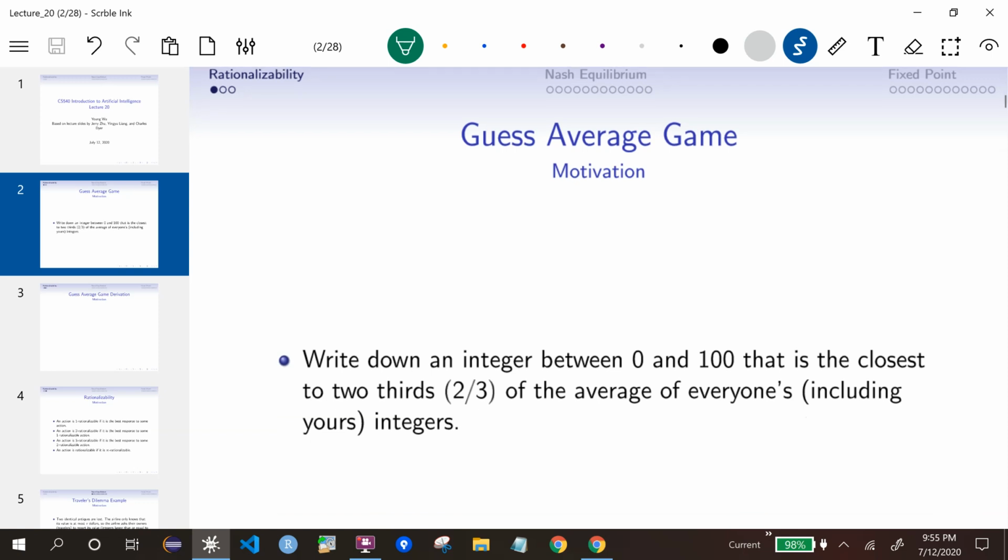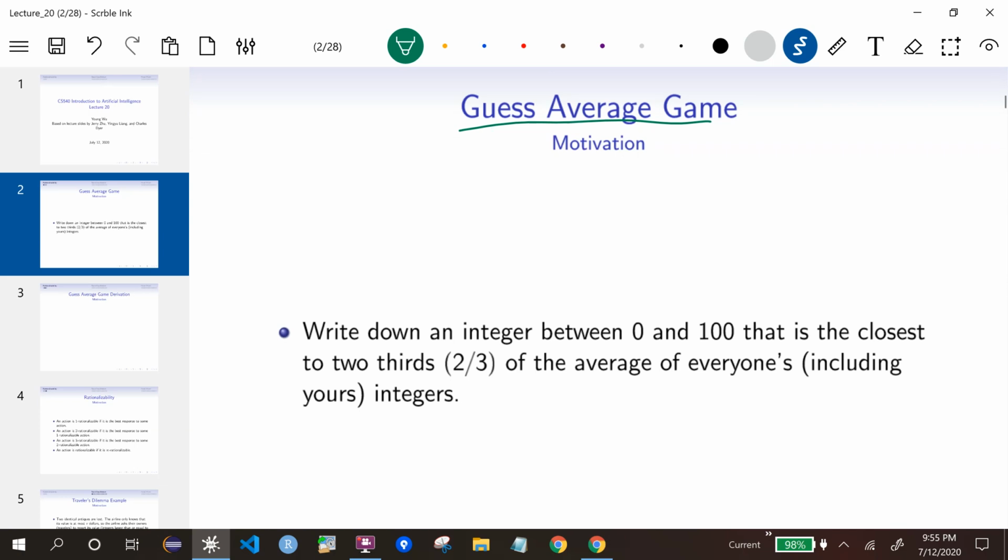So the example that I'm going to use is the guess 2/3 of the average game that I remember mentioning at the beginning of the summer, but let me repeat the rule of the game. We can have an arbitrary number of players, and each player is writing down an integer between 0 and 100. And the goal of the game is to get a number that's as close as possible to 2/3 of the average of everyone else's number.